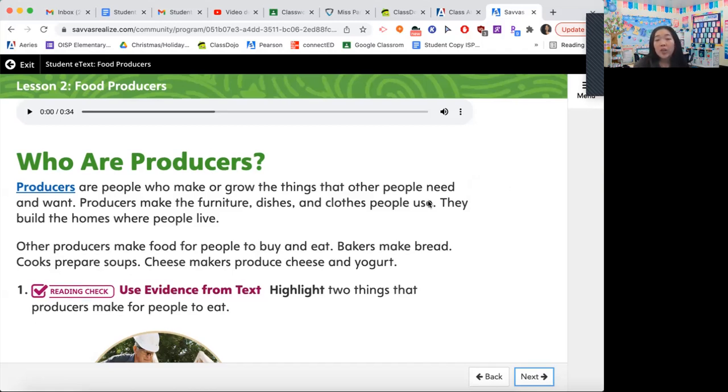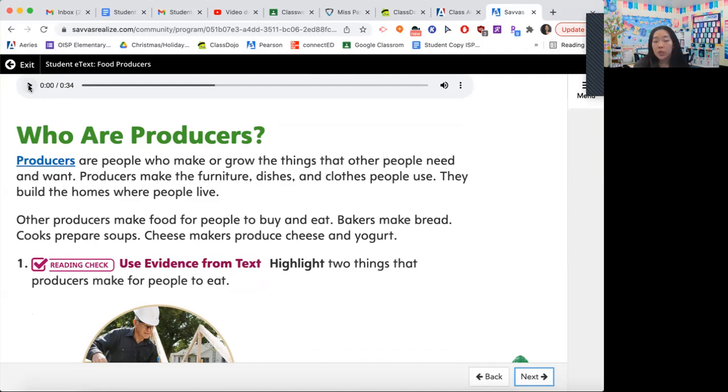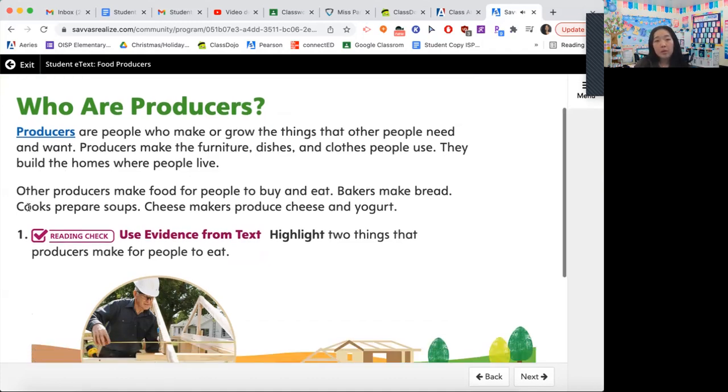All right, we are now going to start reading about producers. Who are producers? Producers are people who make or grow the things that other people need and want. Producers make the furniture, dishes, and clothes people use. They build the homes where people live. Other producers make food for people to buy and eat. Bakers make bread. Cooks prepare soups. Cheesemakers produce cheese and yogurt. 1. Reading check. Use evidence from text. Highlight 2 things that producers make for people to eat.